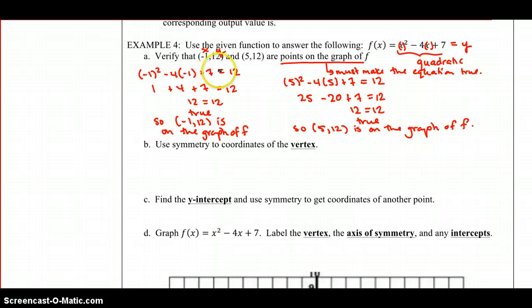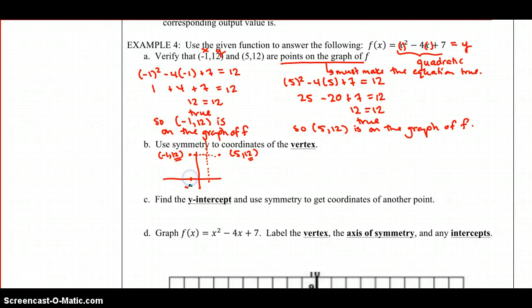Well, these 2 points are symmetric. If we were to think about plotting those points, we would go (-1, 12), and then we plot a point at (5, 12). Okay, so these 2 points would be at the exact same height. They're both up 12. So that vertex has to lie somewhere on this axis of symmetry that cuts down between these 2 points.